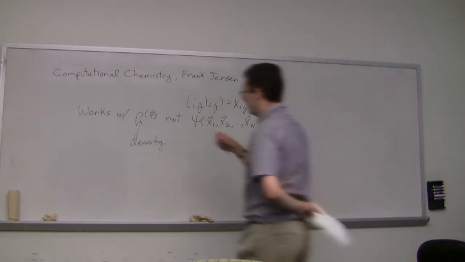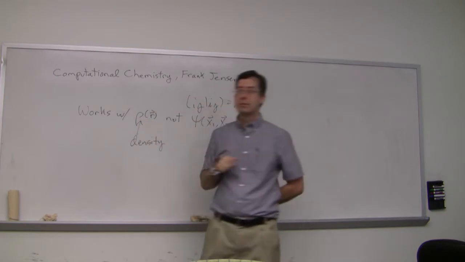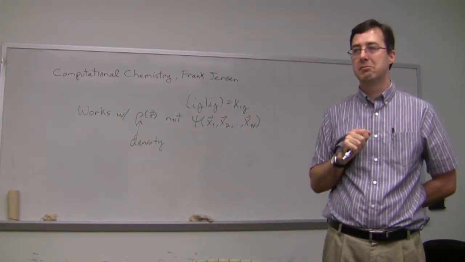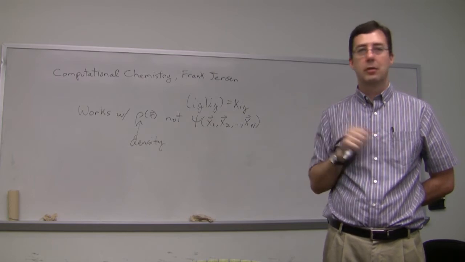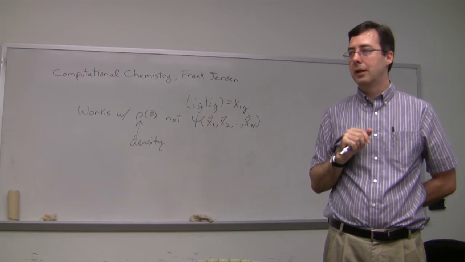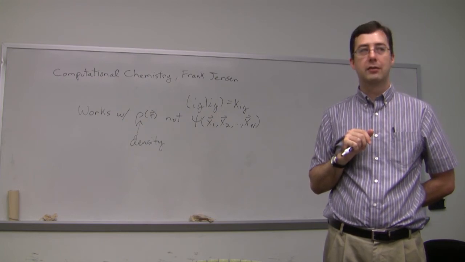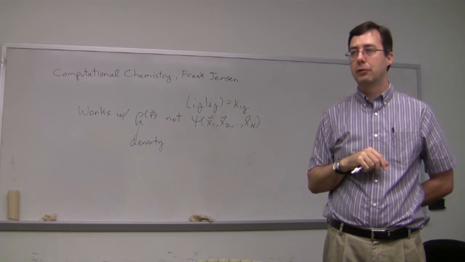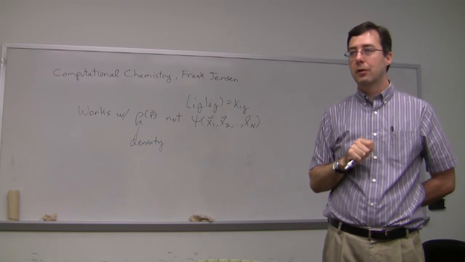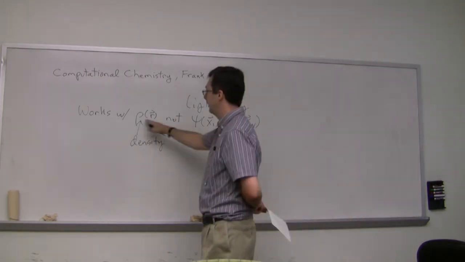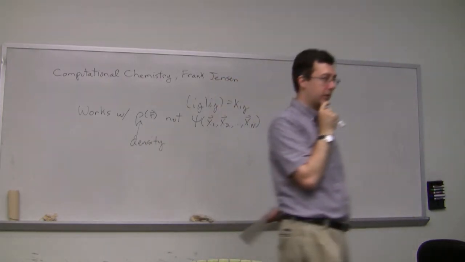The density, on the other hand, is pretty awesome because it's a function of 3 coordinates, x, y, and z coordinates in space. Or maybe you'll get a density for the alpha electrons and then a density for the beta electrons. But then, so what? Then you have 2 functions that depend on 3 coordinates. So just in terms of mathematical simplicity, the density is a much easier quantity to work with.